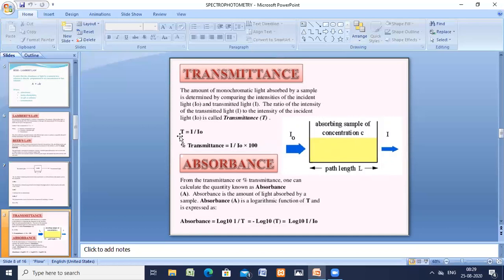So transmittance is equal to I by I0, transmitted light by incident light. Percent transmittance is expressed with respect to 100: I by I0 into 100. So the ratio of I by I0, transmitted light by incident light, is transmittance.